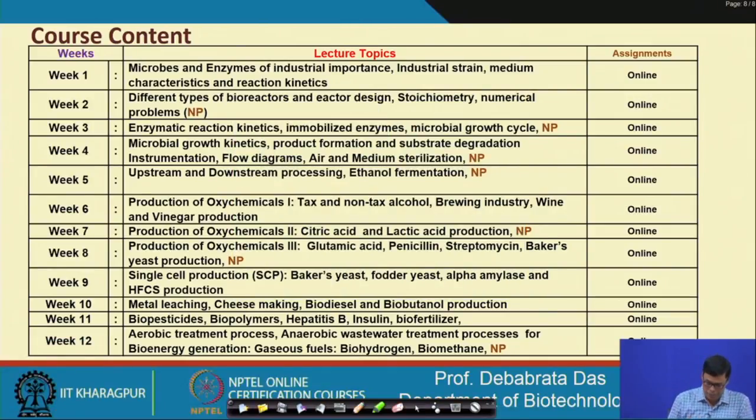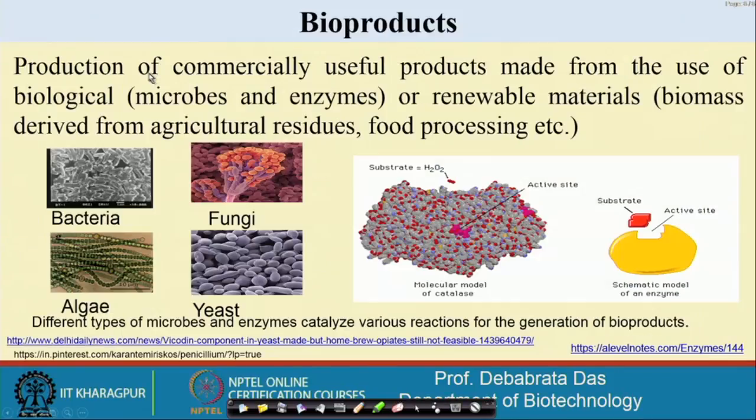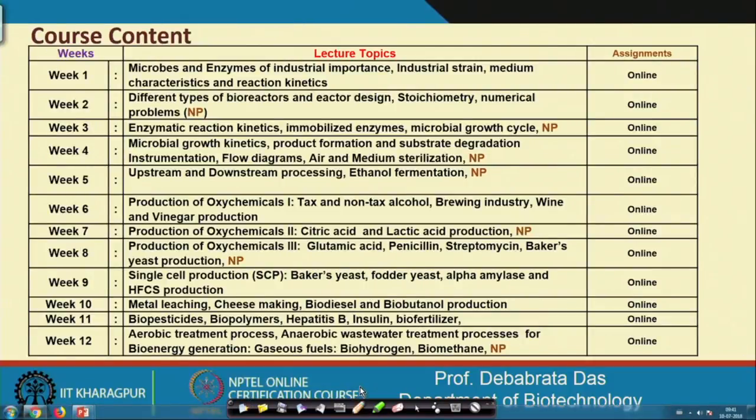First, I want to highlight the microbes in the first week. I shall highlight the uses of microbes, enzymes of industrial importance, industrial strains and how they are developed, medium characteristics, and the reaction kinetics. I want to give you some preliminary information: what are the different microbes used in the industry, what are the different enzymes which have industrial importance, how industrial strains have been developed, what we mean by medium characteristics, and obviously the reaction kinetics, that is, how the reaction takes place and how you study the kinetics of the process.